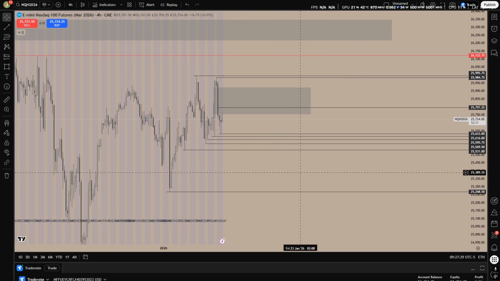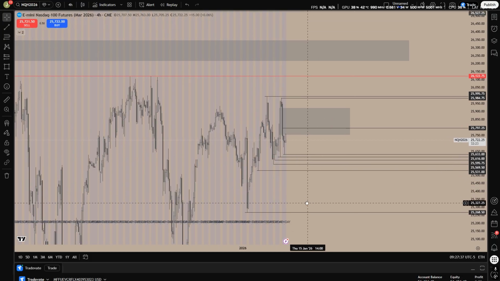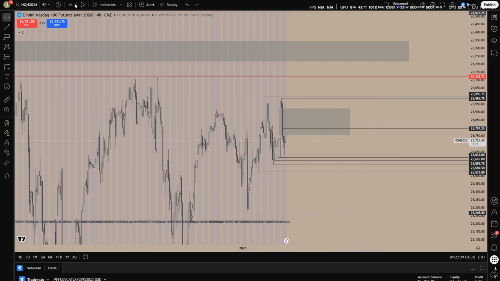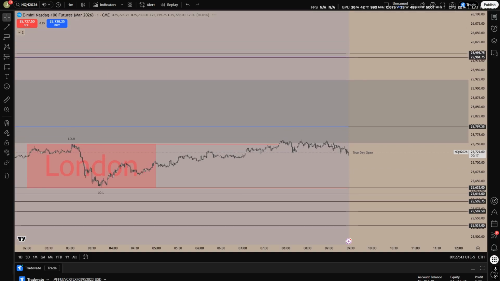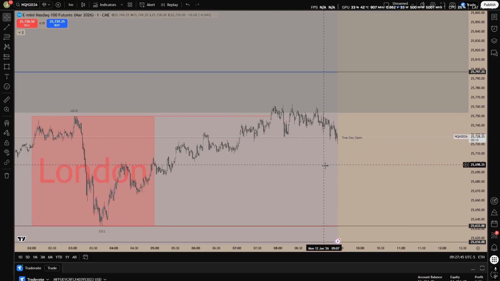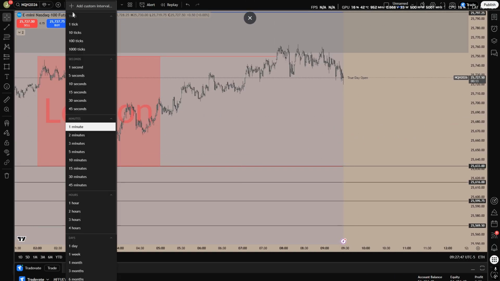So today coming into the market, I want to see price trade down into these areas down here to sweep some of these orders before moving higher. So market opens in 2 minutes actually. So I'm gonna drop down to my lower time frame.